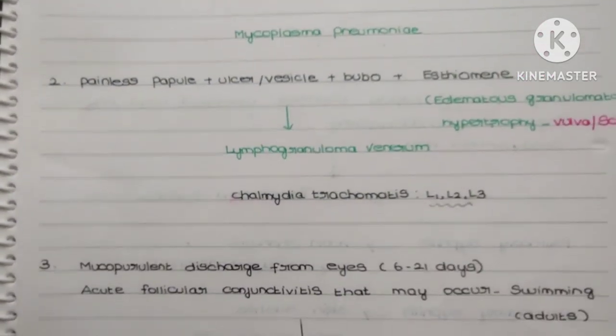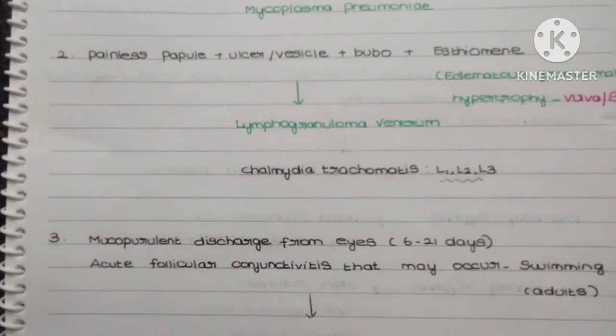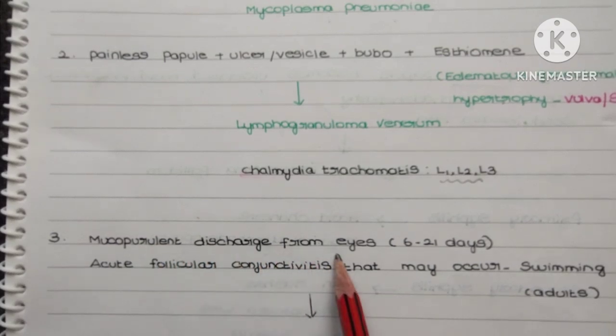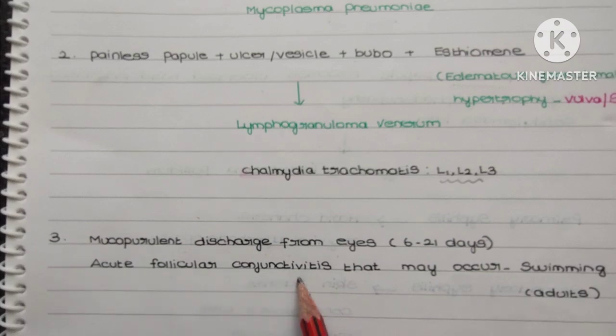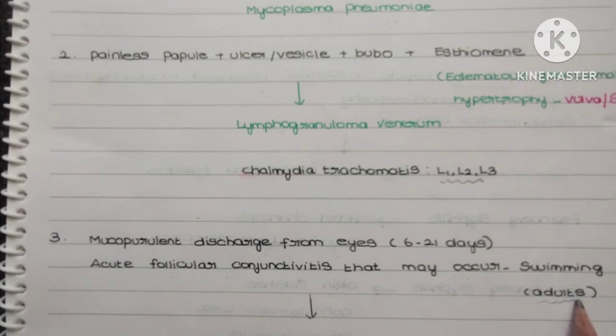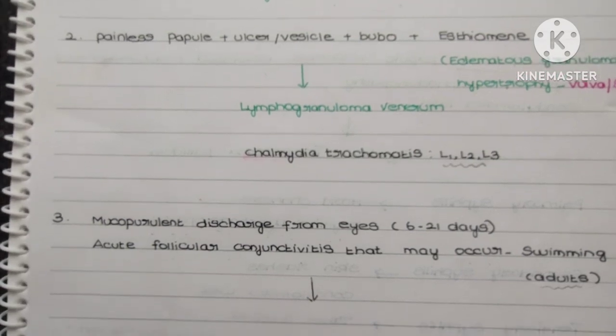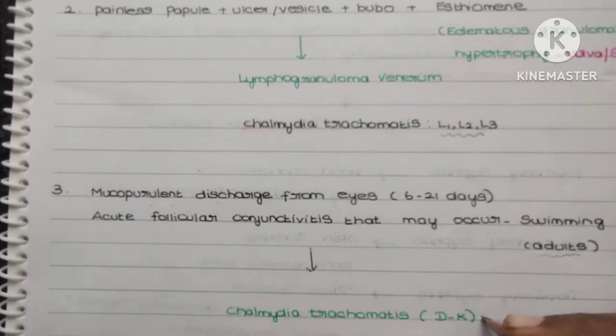Okay, coming to the next, if the symptoms are mucopurulent discharge from the eyes, and then there will be acute follicular conjunctivitis, which is usually after swimming, especially in an adult. So if there is a mucopurulent discharge from the eyes and then there is any swelling, the organism is again Chlamydia trachomatis serovar D to K.